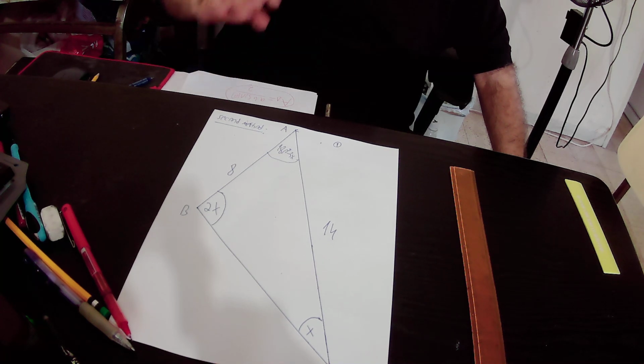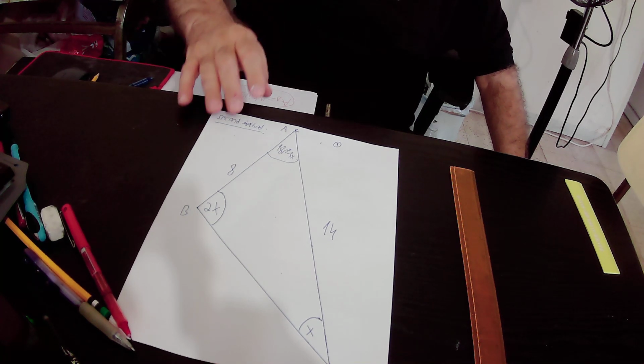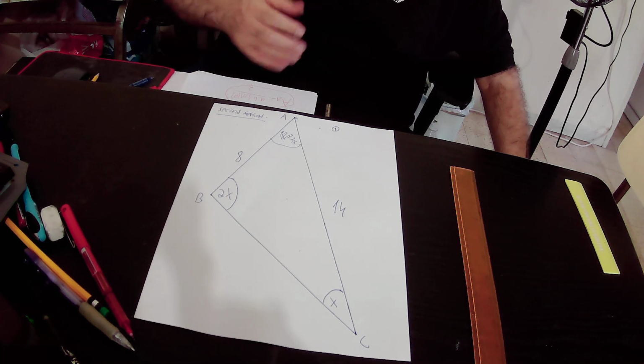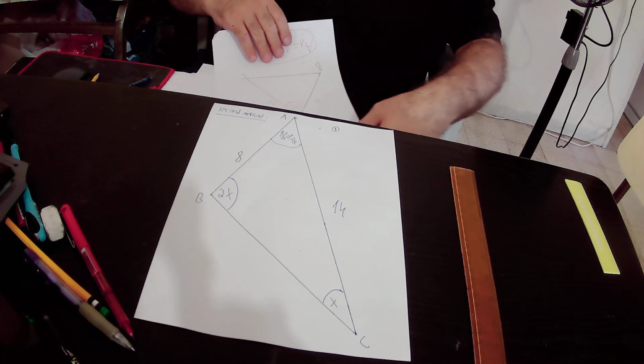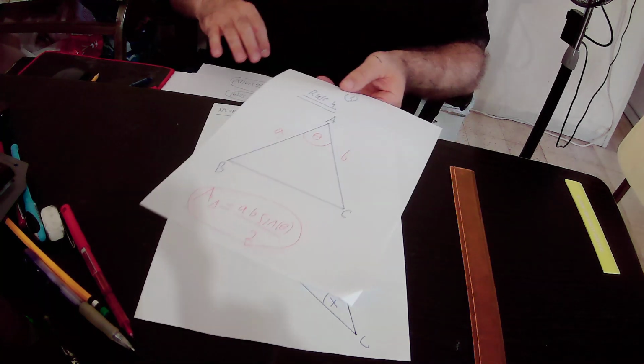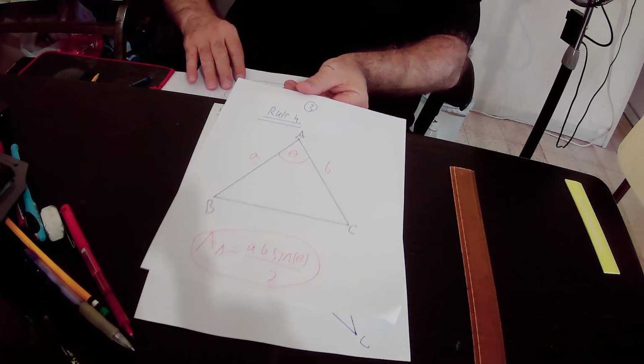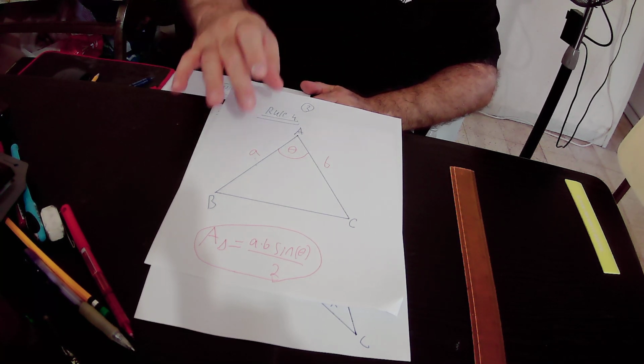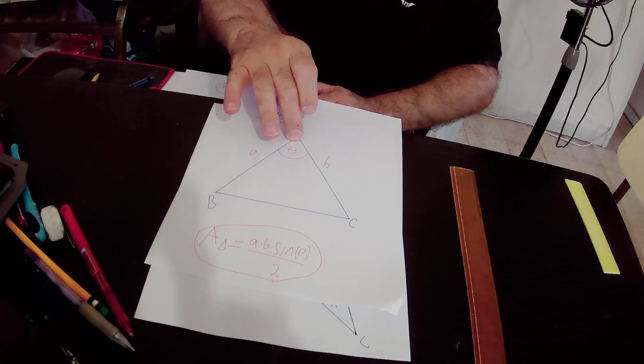And then I presented to you a new formula for the area of any triangle. That is actually also rule number 4. The formula for the area of any triangle is actually a times b times sine theta over 2.